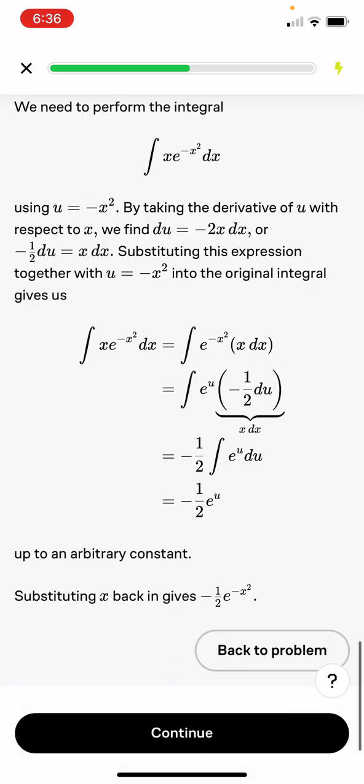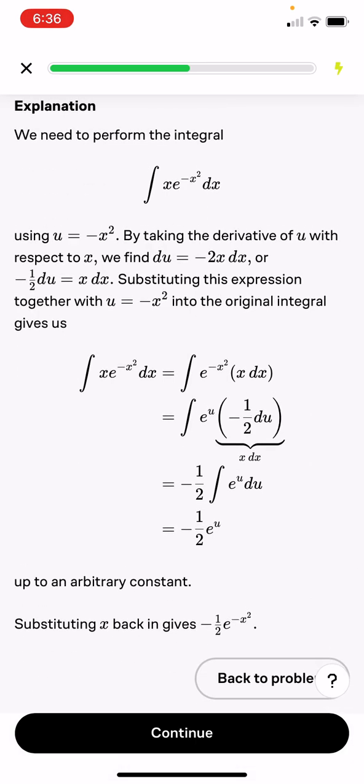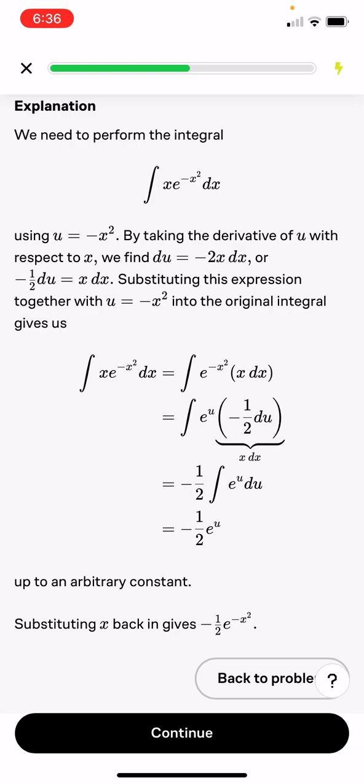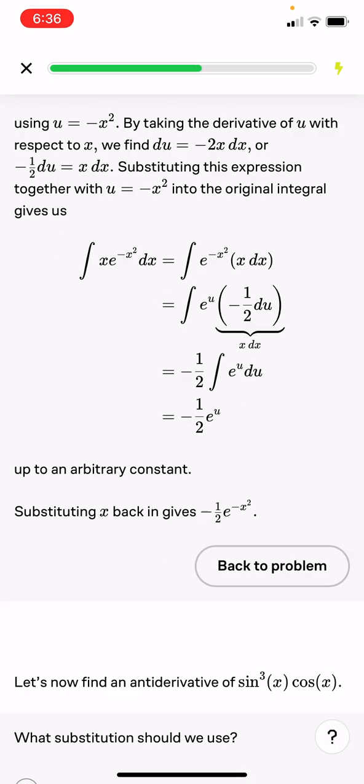You could pause it if you want, but this is as we simplify. There we go, simplifying, moving stuff around, simplifying it totally. Okay, up top, an ordinary constant. Substituting x back in gives us negative 1 over 2 e to the negative x squared.